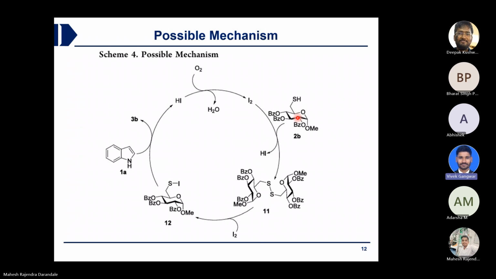Okay, what they have proven is that with oxygen, if we are not taking it, then the reaction is not going. This thing they have proven actually. It is okay. Good. Okay, thank you.